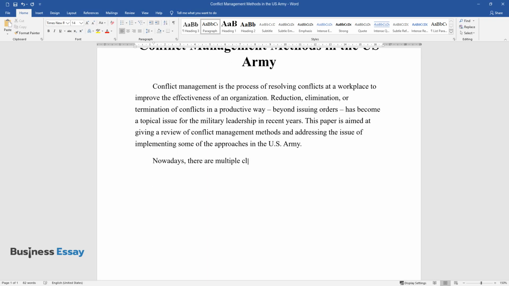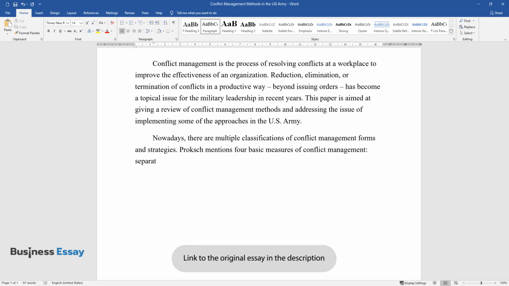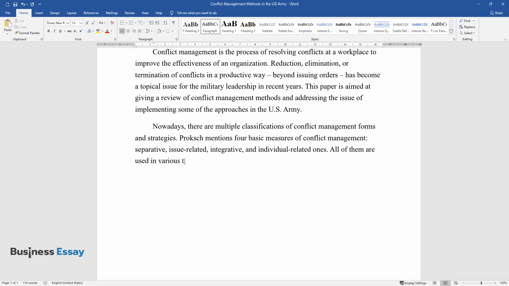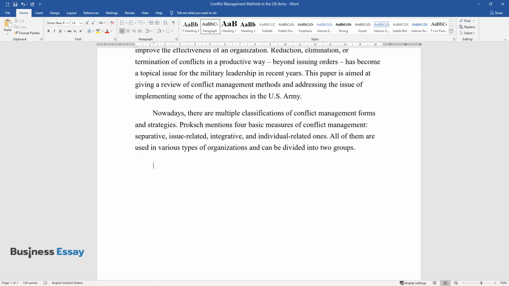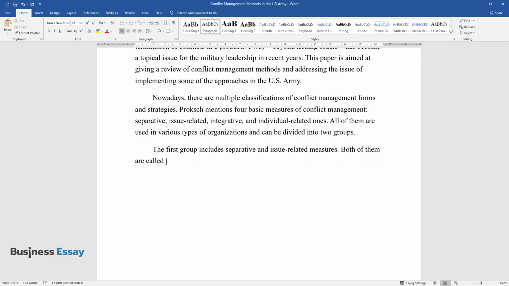Nowadays, there are multiple classifications of conflict management forms and strategies. Proksch mentions 4 basic measures of conflict management: separative, issue-related, integrative, and individual-related ones. All of them are used in various types of organizations and can be divided into 2 groups. The first group includes separative and issue-related measures. Both of them are called traditional or conflict circumventing methods.